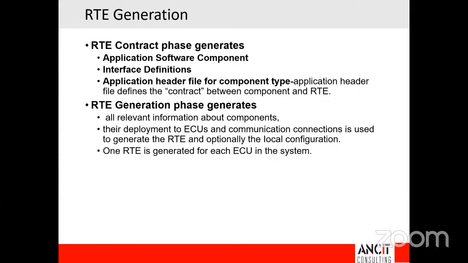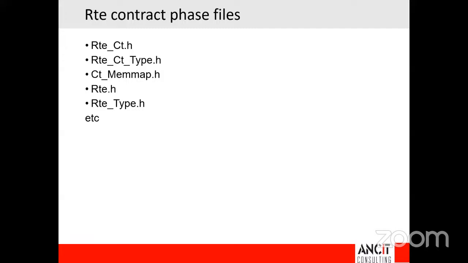it necessarily doesn't mean that for the BSW one RTE.c file will be generated, and for the application another RTE.c file will be generated. No, there will be only one RTE.c file generated for the entire ECU. So these are some of the contract phase files that will be generated.